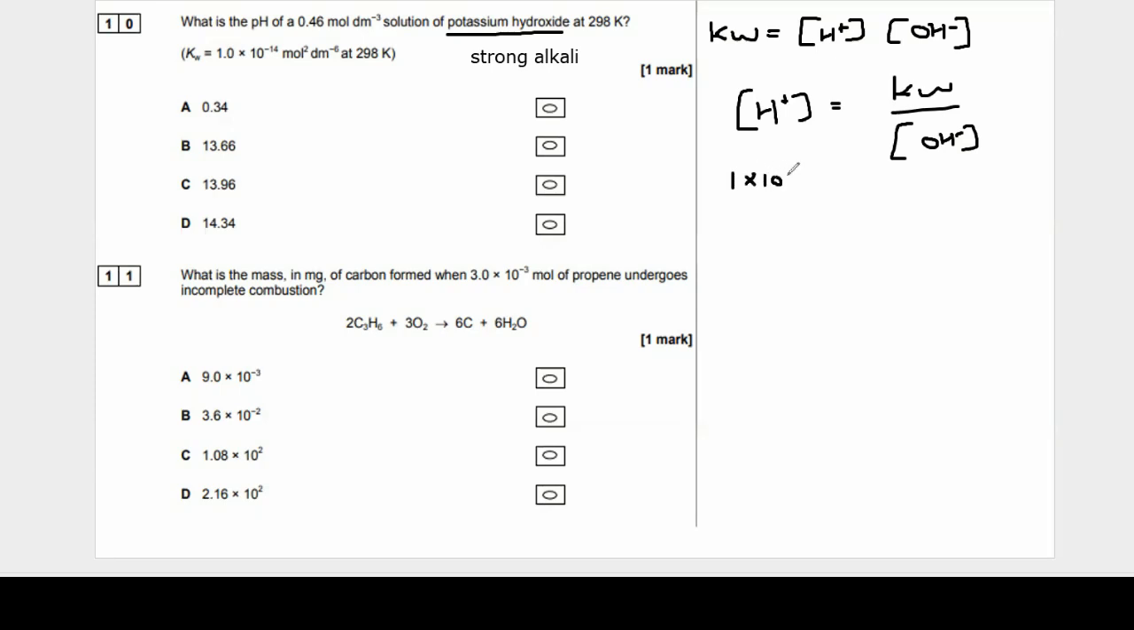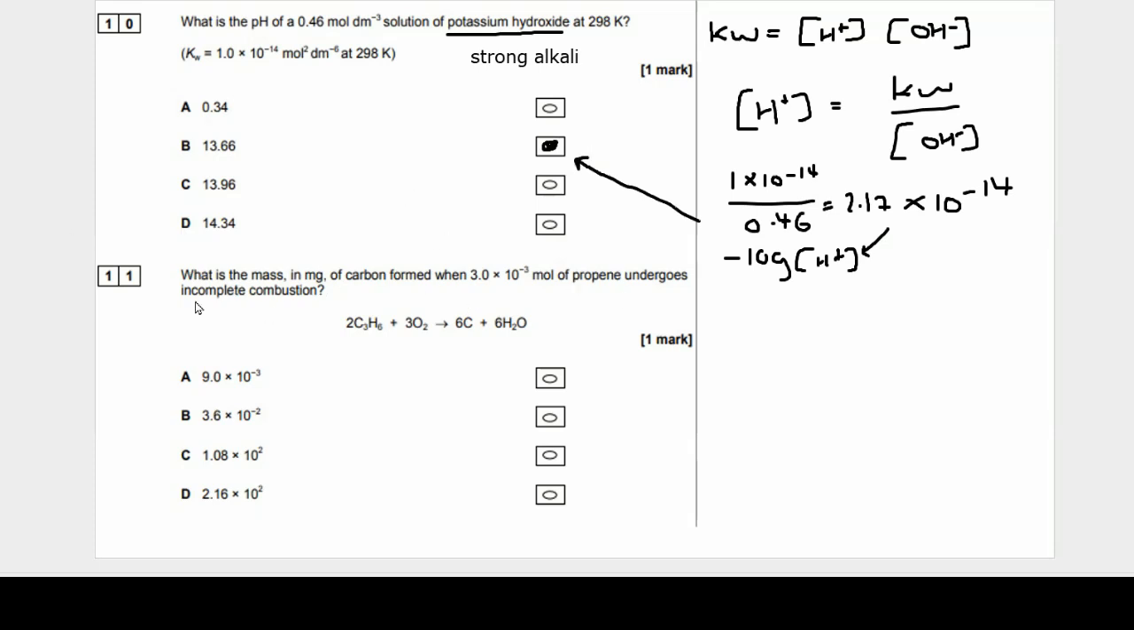So 1 times 10 to the minus 14 is your Kw, and 0.46 is your OH- ions. Because it's a strong alkali, potassium hydroxide fully dissociates, so the concentration of the alkali is equal to the OH- ions. And then we get 2.17 times 10 to the minus 14. We just minus log the answer, remember. Once you've got the hydrogen ion concentration, minus log the answer, and you will get the pH, which is 13.66.